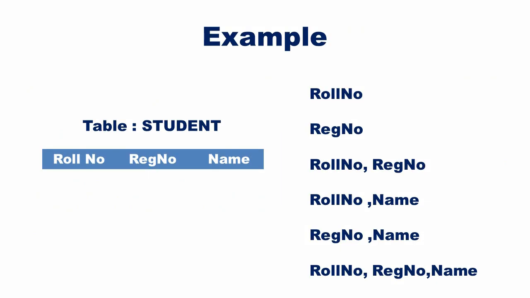In the example we have seen earlier, roll number is a candidate key. Register number is a candidate key. Roll number, register number taken together is not a candidate key because its subset, roll number or register number taken alone, is also a superkey. The remaining superkeys are also not candidate keys.